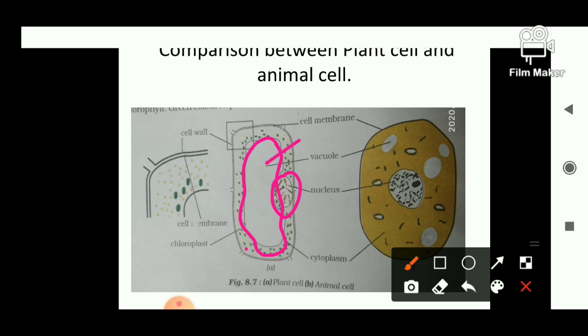This is the vacuole. This blank space is called the vacuole. There may be one or two, or maybe a large one. It is mainly present in the plant cell, and if present in the animal cell, as you can see in this diagram, then it is very small in size, otherwise it is totally absent.